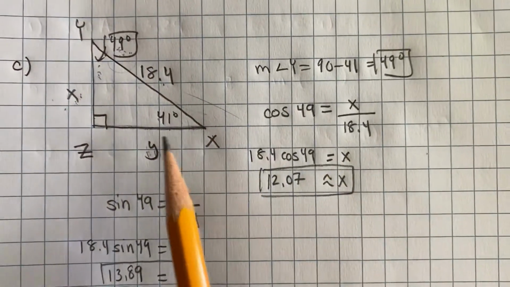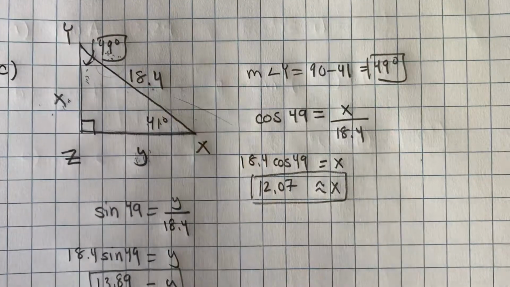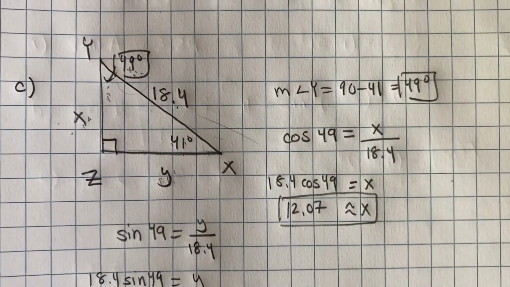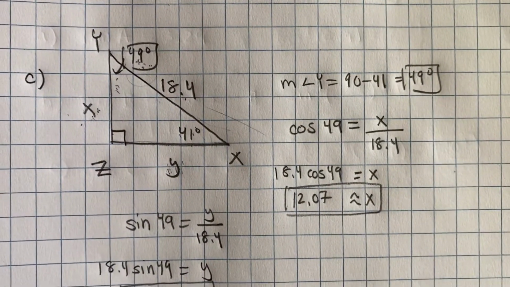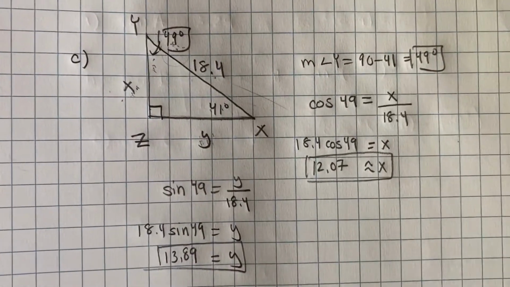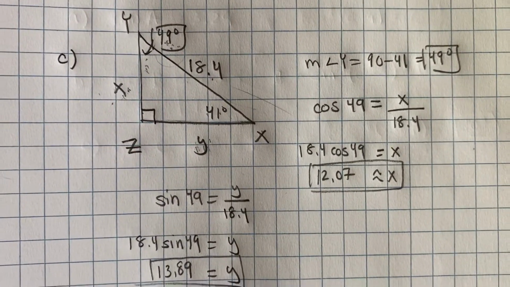Okay, so I figured out what X and Y are. I figured out what this angle is in the beginning just by the fact that the sum of the measures of a triangle add up to 180. Okay, and that will conclude this chapter and this semester.